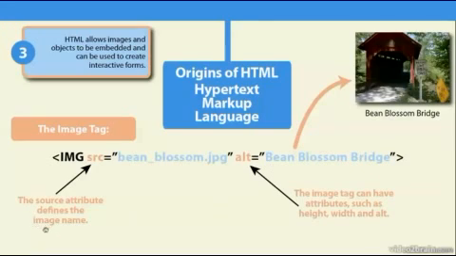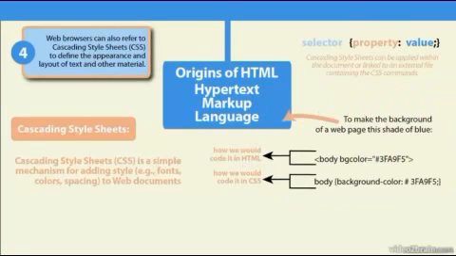So the source attribute defines the image name, and the image tag can have attributes such as height, width, and alt as well. We've added two, source and alt, but there are other ones you can add as well. Web browsers can also refer to cascading style sheets, or CSS, to define the appearance and layout of text and other materials. Cascading style sheets is a simple mechanism for adding style, such as fonts, color, and spacing to web documents. It's very similar to a program like InDesign or even Word that uses styles to lay out the content.